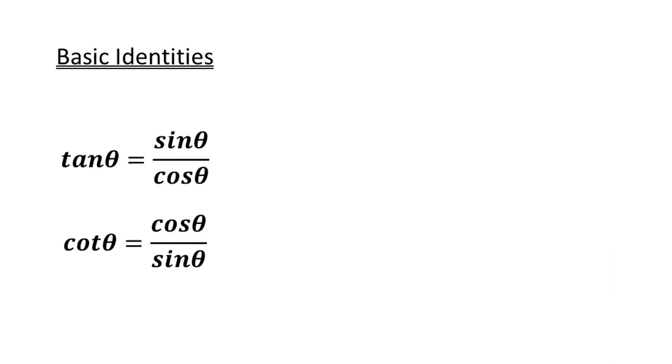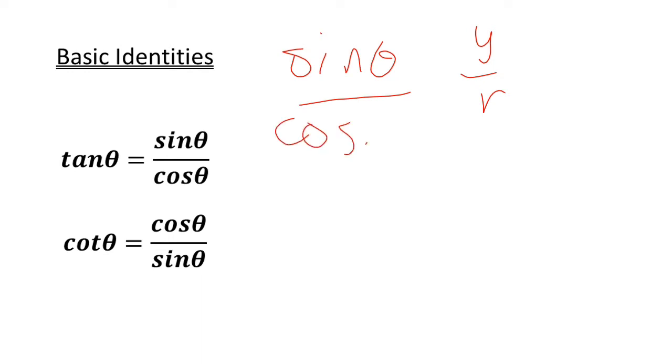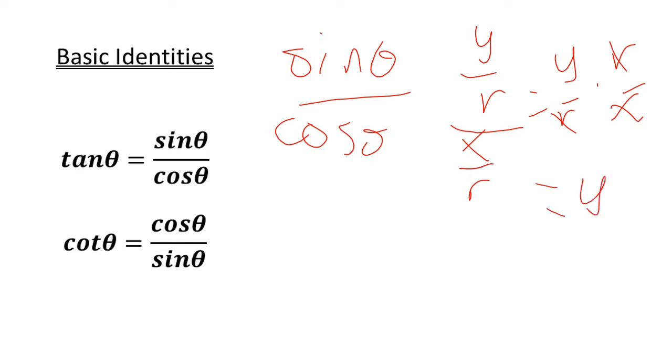So we have the basic identities, which is tan equals sine over cosine, and cotangent equals cosine over sine. Let's take a look at why this is true. If I take the sine function, which is y over r, and I divide that by the cosine function, which is x over r, what happens is I get y over r times r over x. Now when the r's cancel, we end up with y over x.